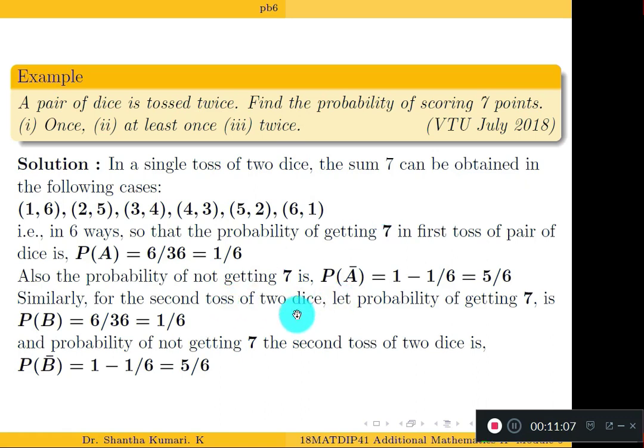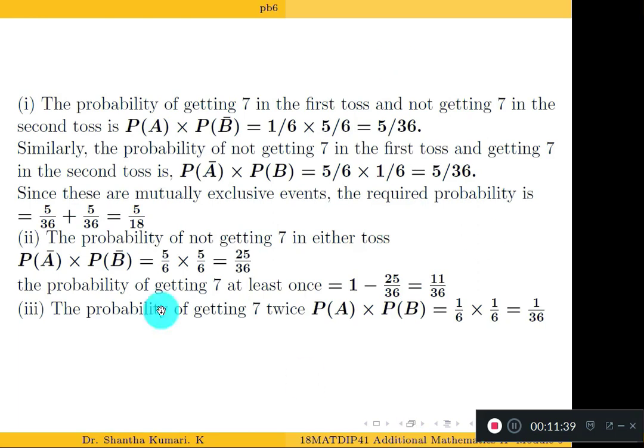So I am taking event B as getting the sum equal to 7 in the second toss. Once again this probability is the same as this. Chance is the same. And not getting 7 in the second toss, I am taking it as P of B complement, which is 5 by 6. And once you know P of A complement, P of B and P of B complement, you can directly go to the first question, once. What does it mean? Once means exactly once.